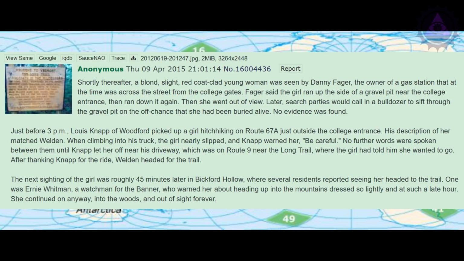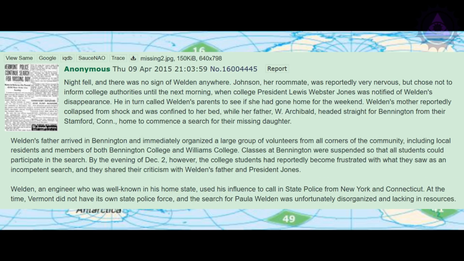The next sighting of the girl was roughly 45 minutes later in Bickford Hollow, where several residents reported seeing her headed to the trail. One was Ernie Whitman, a watchman for the Banner, who warned her about heading up into the mountains dressed so lightly and at such a late hour. She continued on anyway, into the woods, and out of sight forever. Night fell, and there was no sign of Welden anywhere.